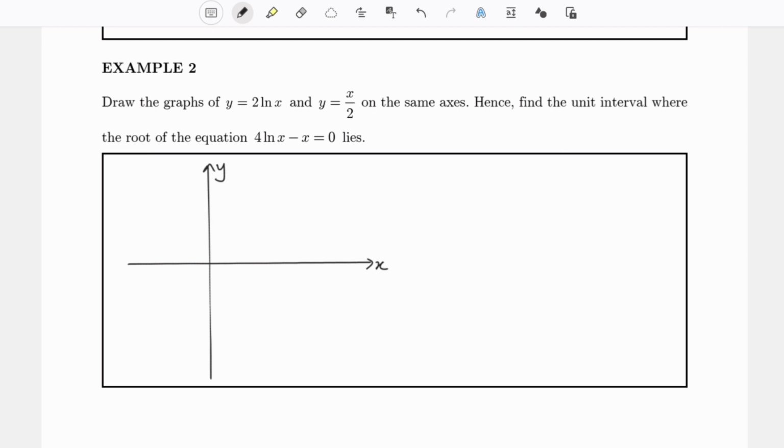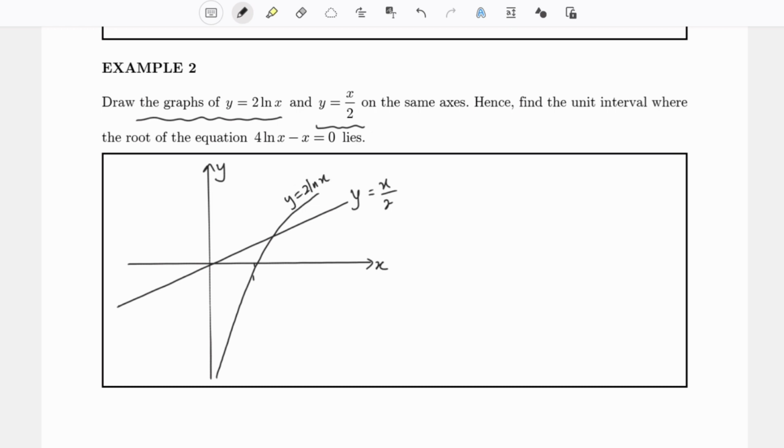Example 2. Draw the graph of y equals 2 ln x and y equals x over 2 on the same axis. Here we have the axis prepared earlier. So y equal to x over 2. That's the graph, so label it. And then y equals 2 ln x, which should cut the x-axis at 1. So that's your graph of y equal to 2 ln x.